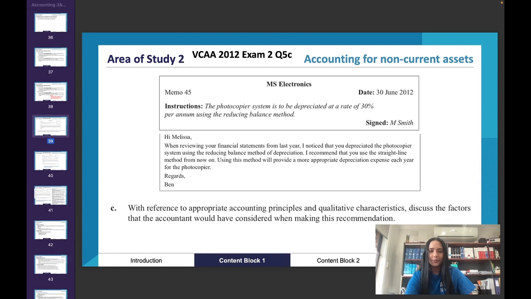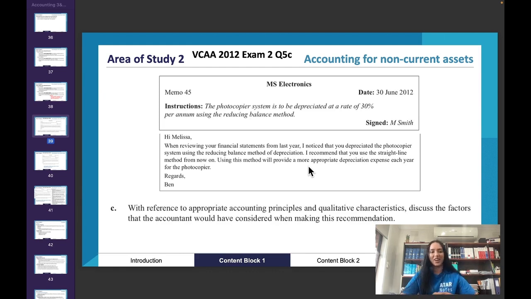So here's an example. So we have a non-current asset, which in this case is a photocopier system, which is going to be depreciated at a rate of 30% per annum using the reducing balance method. And then we have the accountant has reached out to the business and said that the business is planning to use the reducing balance method, but the accountant recommends that the business uses a straight line method because this will provide a more appropriate depreciation expense each year.